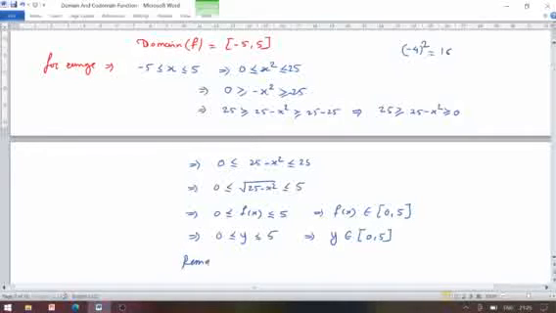So you might write in terms of range, the range of the given function f is equal to the closed interval 0, 5.